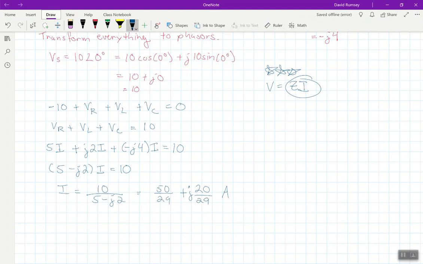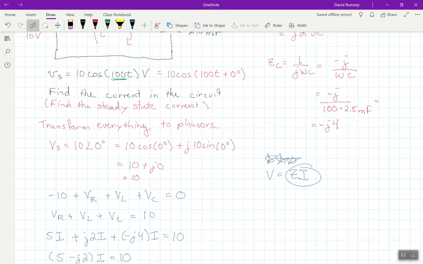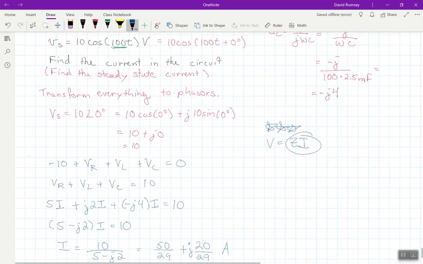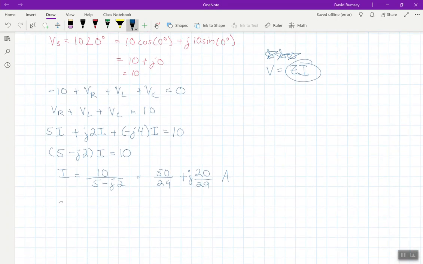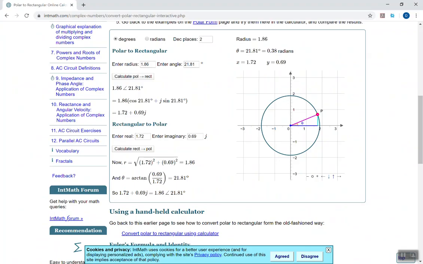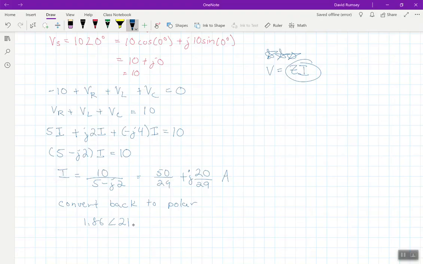Now, we want to write our final answer down, and when we write our final answer, we're going to want it in terms of the cosine, so we're going to want to convert this back to polar. So I'm going to pause the video while I convert that back to polar. And so when I did this, I got 1.86 at an angle of 21. And let me go to the website that I used here to make sure. 1.86, 21.81 degrees. And this would be amps.